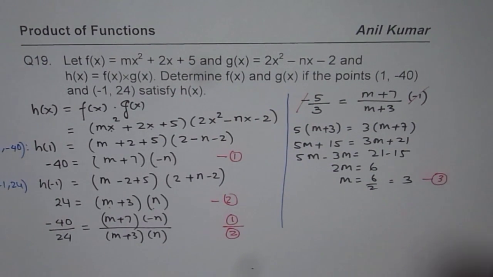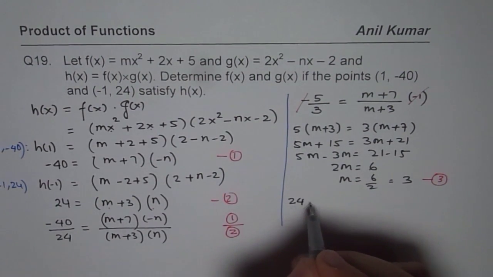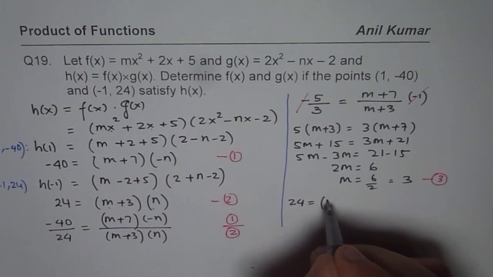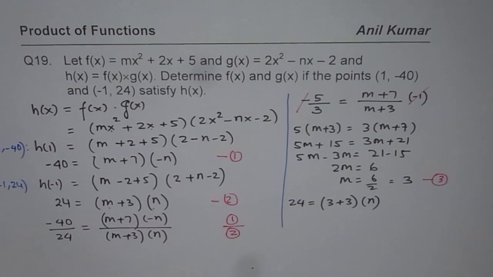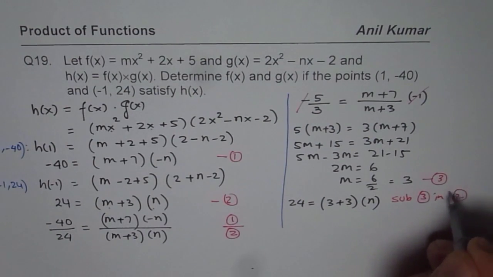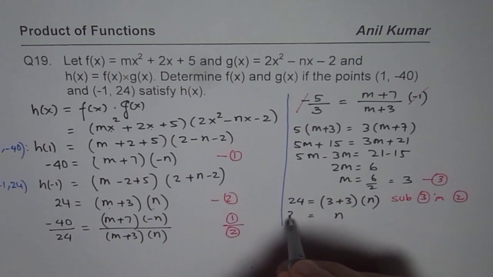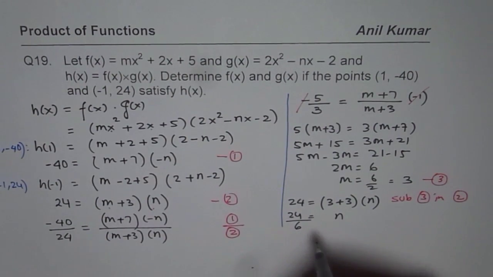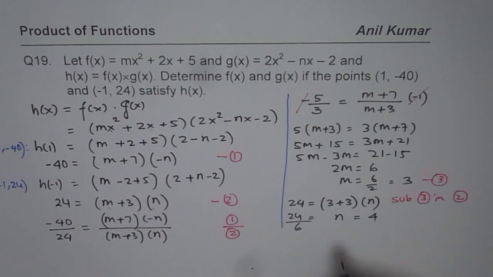Let's call this equation number 3. You can use any of your previous equations. Let's use equation 2, which is 24 equals, m is 3 for us, so (3 + 3) times n. What we did at this stage is that we substituted 3 in equation 2. So you get n equals 24 divided by (3 + 3), which is 6. So 24 divided by 6 is 4. So n is 4 for you. Let me call this equation 4.